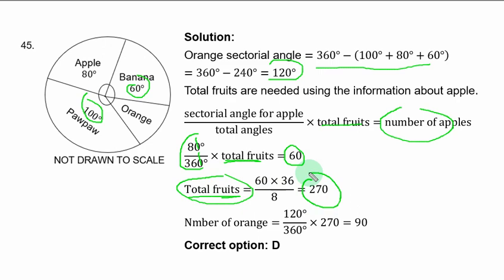270 fruits. So number of oranges in the shop is sectorial angle for orange, that is 120 degrees over 360 degrees times total fruit 270. If you reduce, multiply and divide, you have 90 oranges in the shop. So D is the correct option.